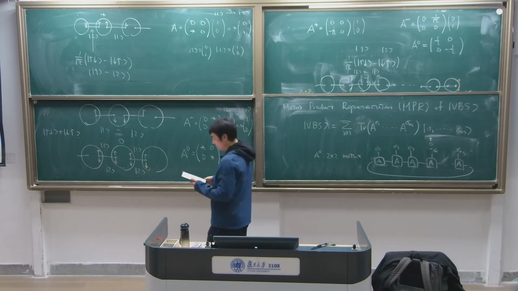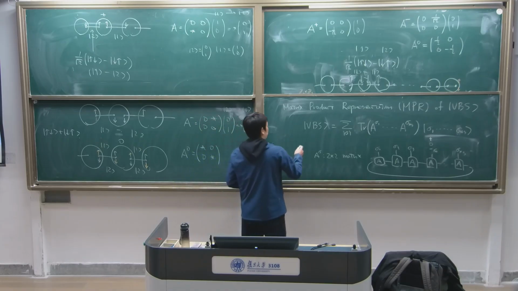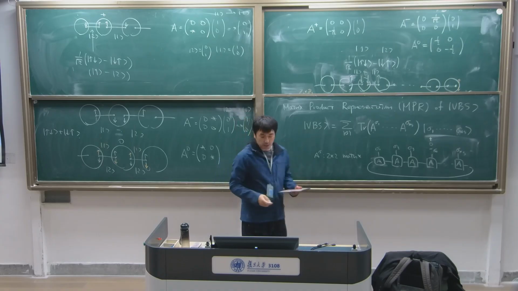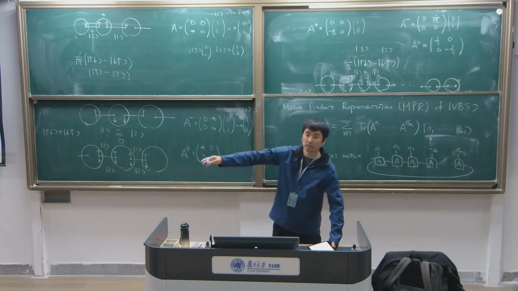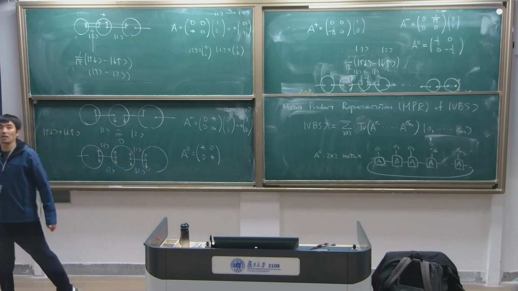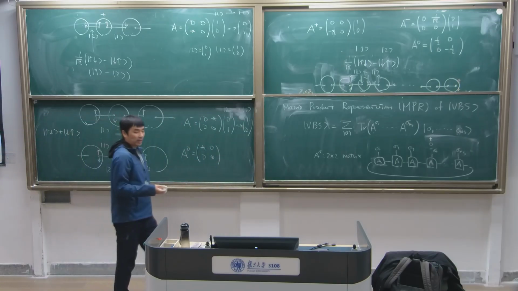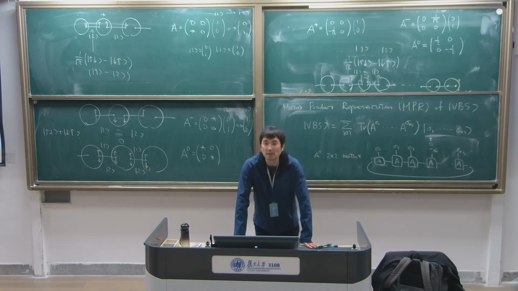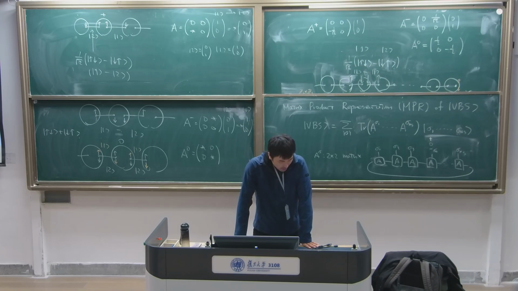I will explain why this is the VBS space, and using this one can show that the correlation function is exponential decay, and also that the correlation length is determined from D. That's the plan of the next lecture. Okay, sorry about that. Let's stop here, and if you have a question, please let me know.